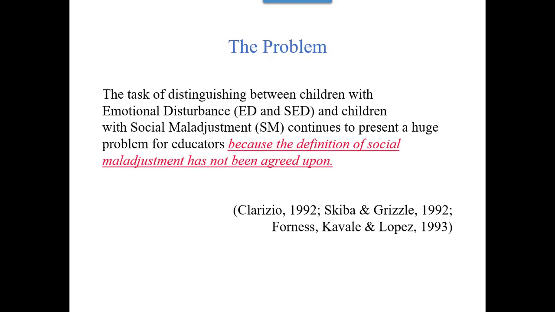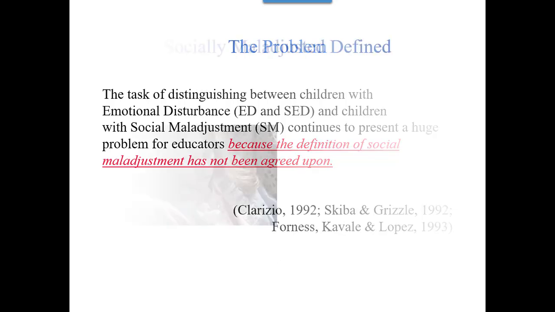So what are some of the problems? The task of distinguishing between what is an emotional disturbance and what is social maladjustment is a huge problem because nobody really agrees upon it. And in fact, the agreed upon nature of it has been mostly determined by politicians and not practitioners.